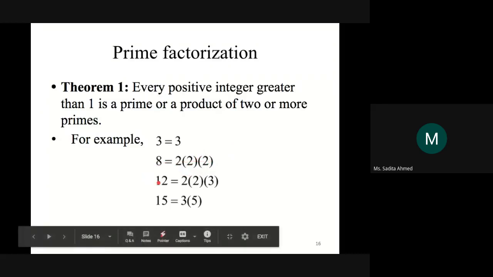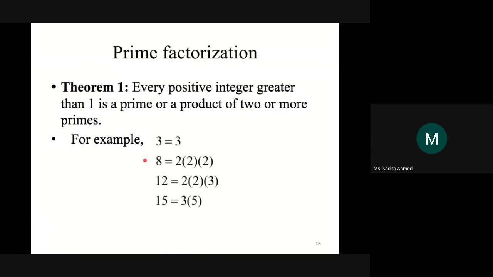Same goes for 12. 12 is a composite, not a prime number. However, it can be expressed as a product of primes. 15 can also be expressed as a product of primes. So all integers are either primes themselves, or if they're not prime, then they can be expressed as a product of 2 or more primes. So every positive integer greater than 1 is a prime or a product of 2 or more primes. That is what the prime factorization theorem claims.